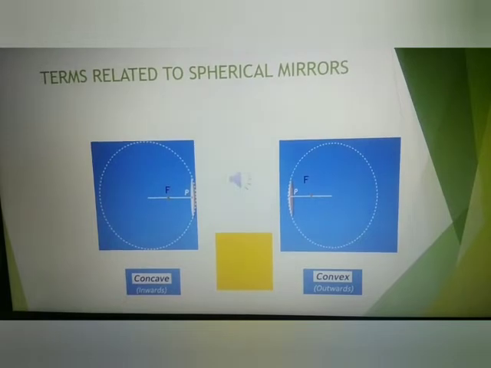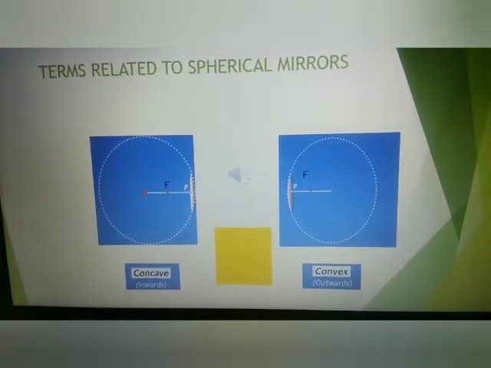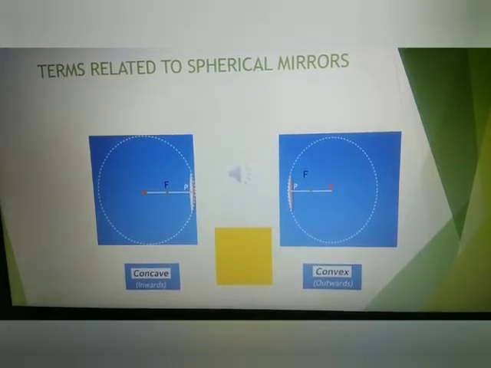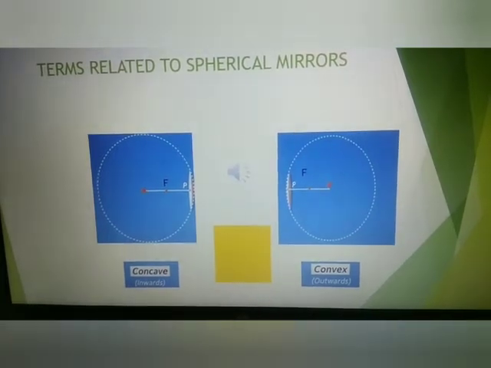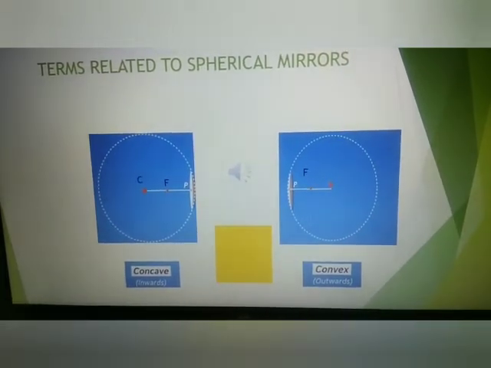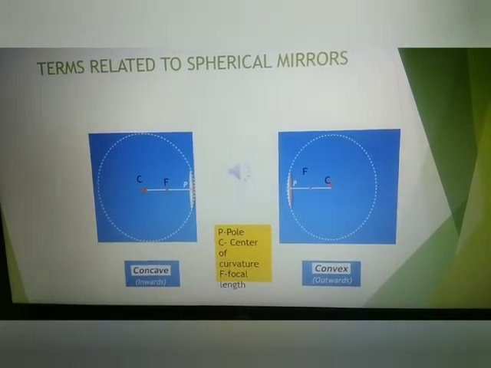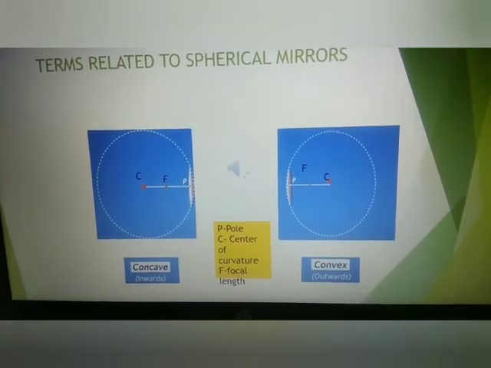Now the sphere will be having a center. That center I have shown with the red dotted line. This is called the center of curvature, and it would be denoted with capital C. So now I have capital P for the pole, C for the center of curvature, and F for focus.